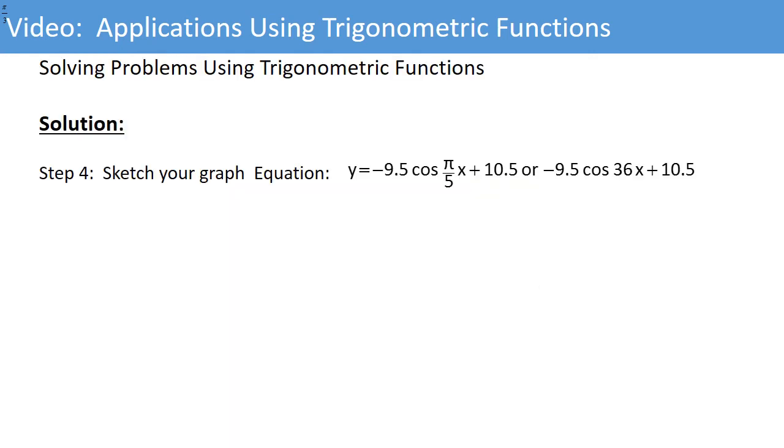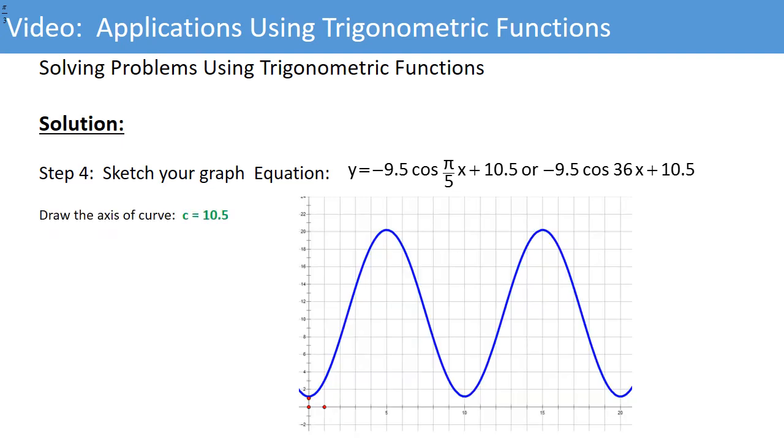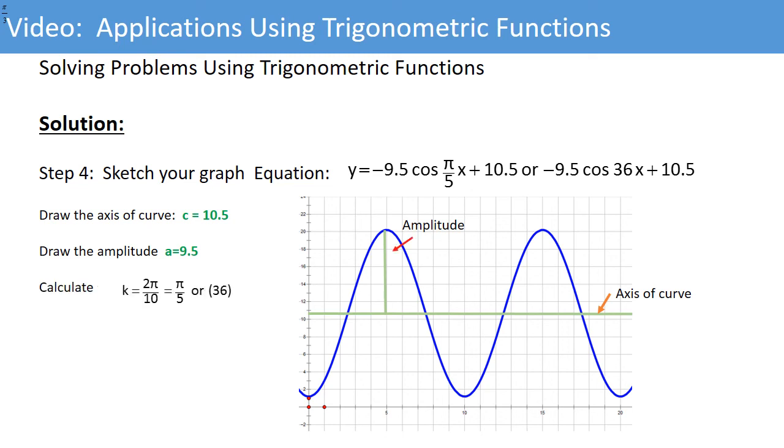Okay, now we want to sketch the graph of the equation, negative 9.5 cos pi over 5 x plus 10.7, or negative 9.5 cos 36 x plus 10.7. The graph, the axis of the curve, the amplitude, perfect, and the K value, 2 pi over 10, which is pi over 5, or 36, which we then use in the formula to find our values.